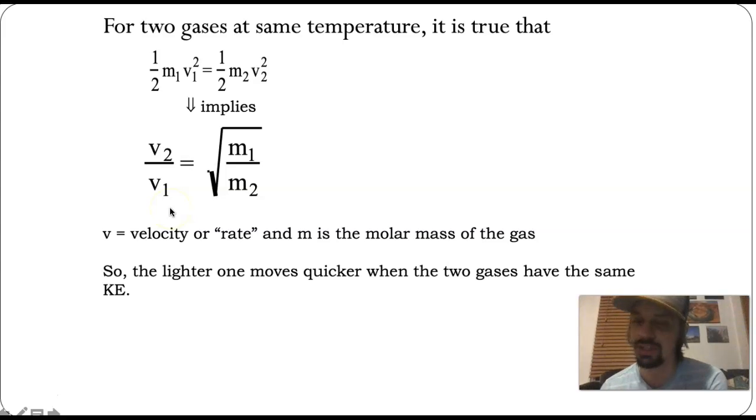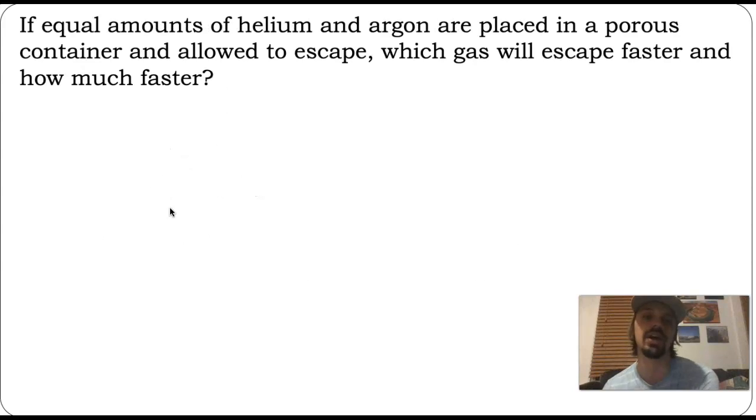I'm going to do a quick example of this so you understand it. You're not going to be using it, but I want you to understand it. Here we have equal amounts of helium and argon placed in a porous container. Which gas will escape faster and how much faster? You should be able to explain who's going to escape faster by looking at your periodic table. Who is lighter, helium or argon? You should say helium, so helium should move faster.